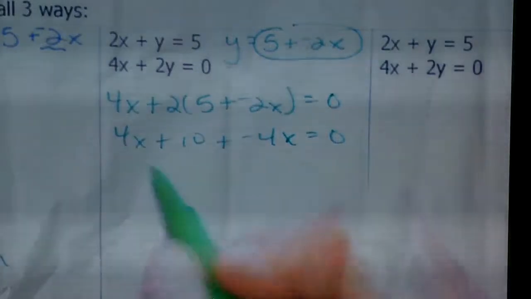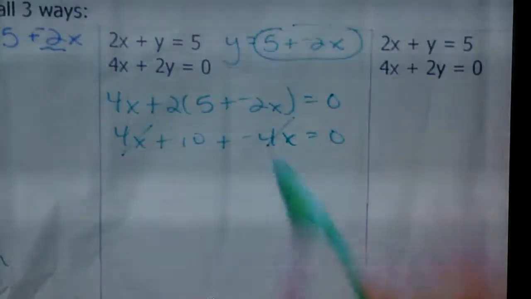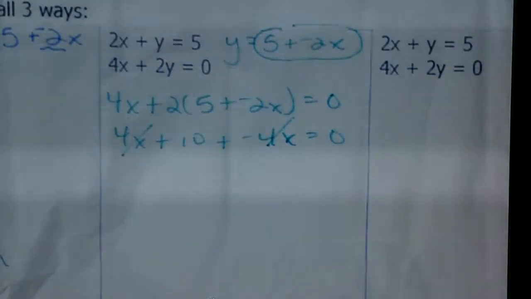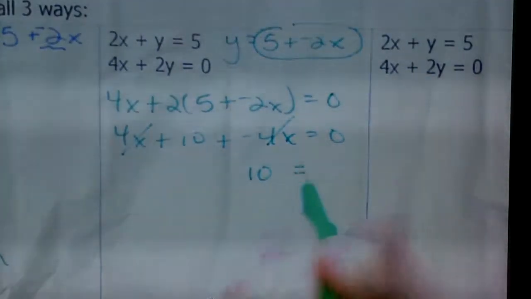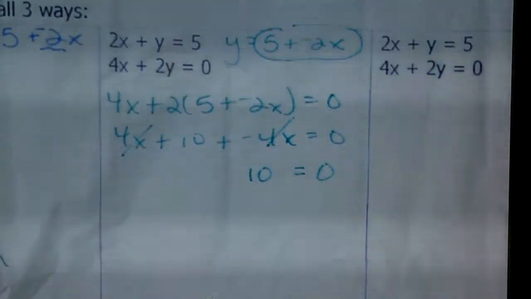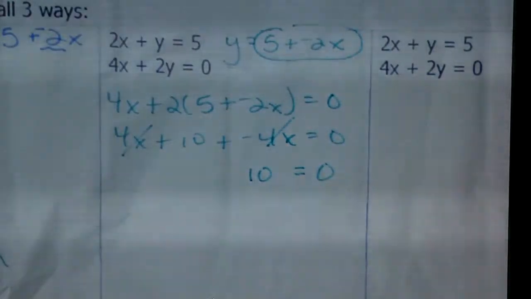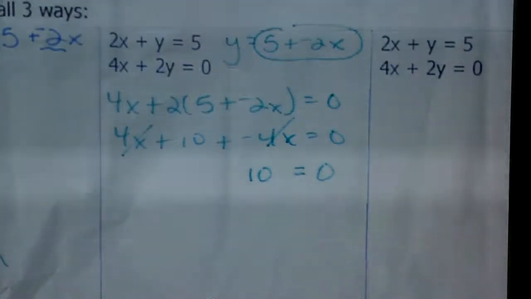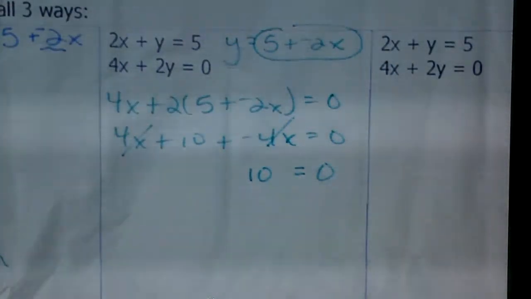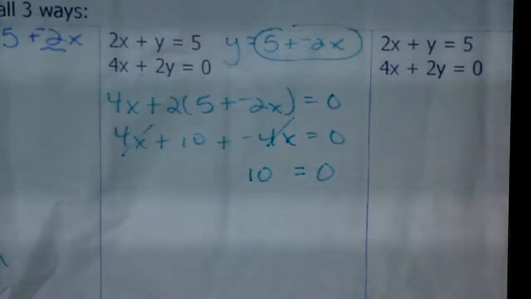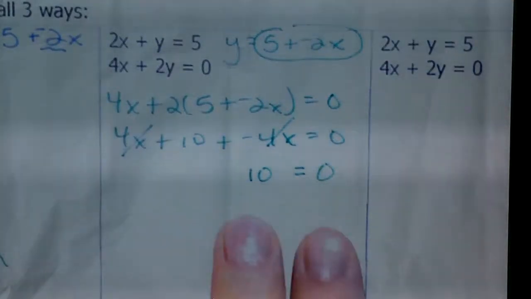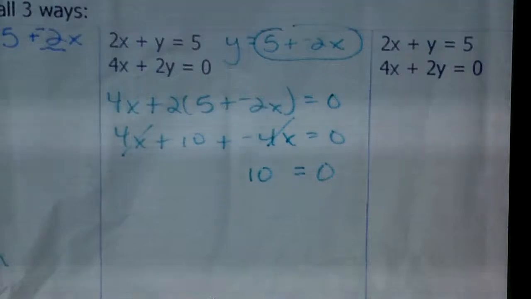And wow, look at this. We have 4x, we have negative 4x. Those cancel out, and we get that 10 equals 0. Our variable is gone. Does that make any sense? No, it doesn't. And 10 doesn't equal 0, does it? So that's how you could recognize, if you weren't graphing it, that this is something that doesn't have a solution, because the variables have canceled out and the statement that's left is not true.